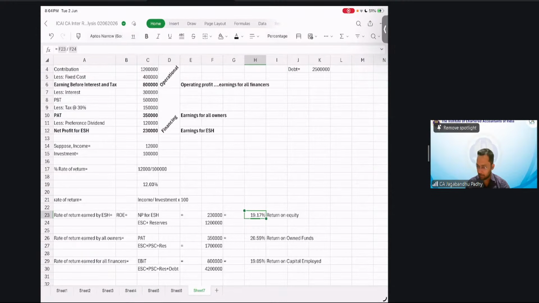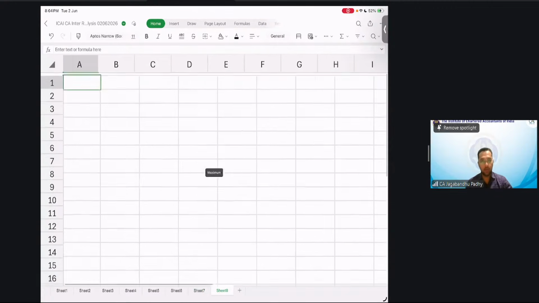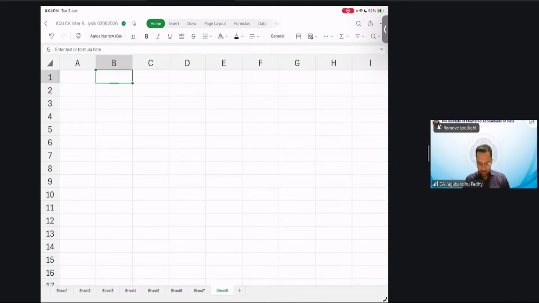Got it, everyone? Are we clear with all these ratios, the return ratios? Okay. Now it's time for you to do some calculations.